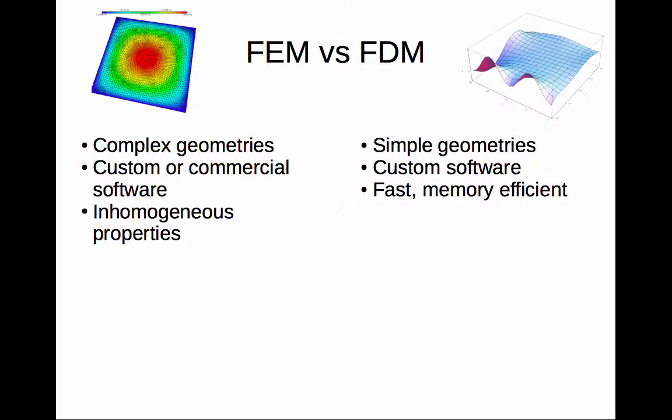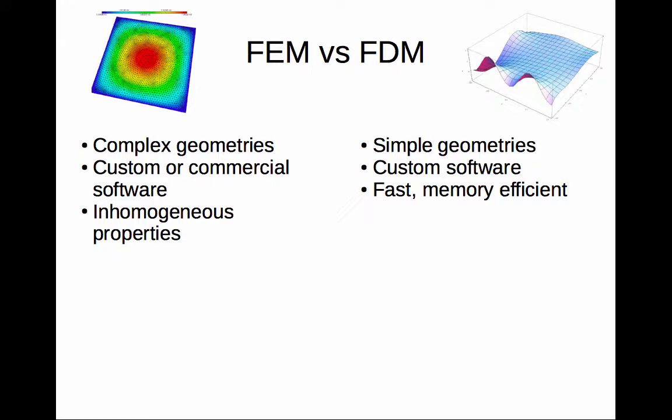So when to use one or the other? Well, finite element methods, because they can use unstructured grids more easily than finite difference methods, you often use finite elements in complex geometries. There's a lot of commercial software out there available, and often when you have inhomogeneous properties which change throughout the volume, it's a little easier sometimes to incorporate that into a finite element grid as opposed to a finite difference grid.